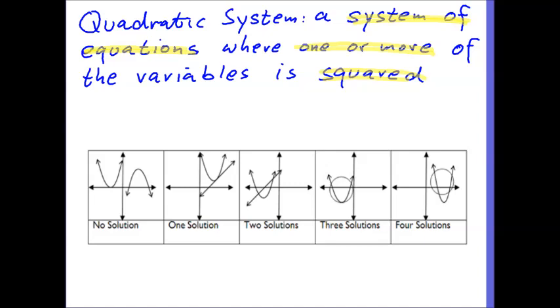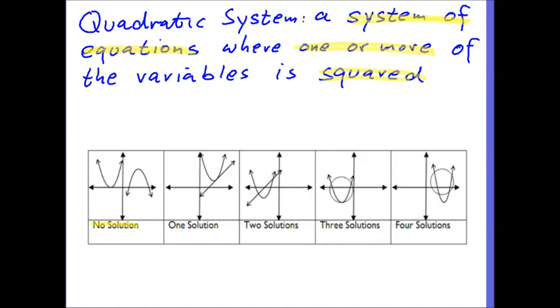In our first picture here on the left, we see that we have no solution. What does that mean? We see two parabolas. These two parabolas, both representing a quadratic equation, they don't intersect. They don't cross each other at any point. So there is no solution to this system of equations. Let's highlight that. No solution.